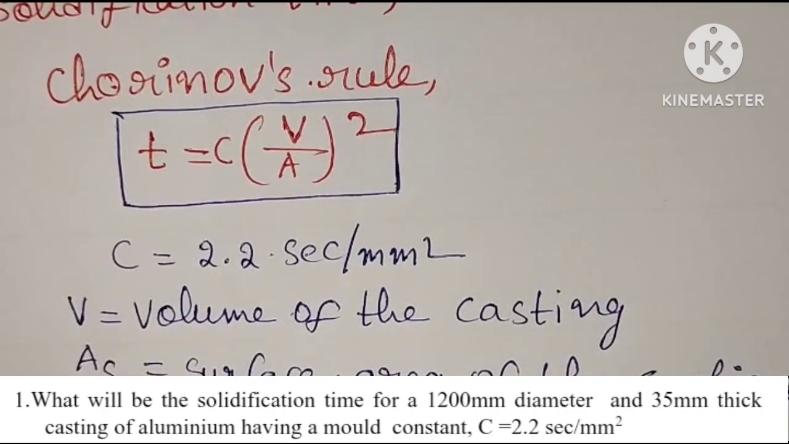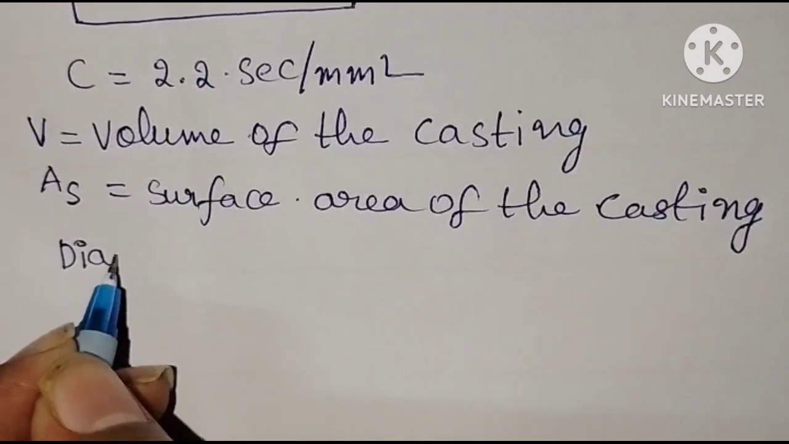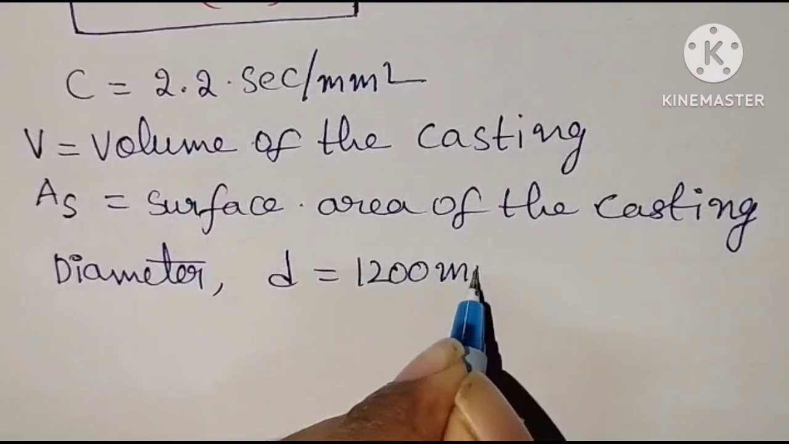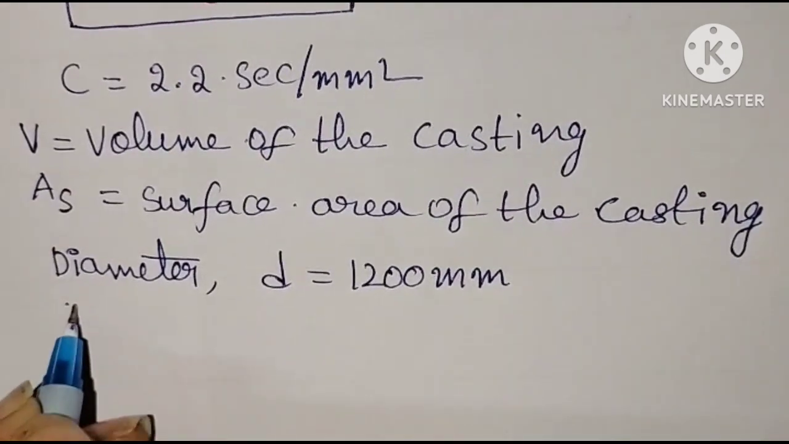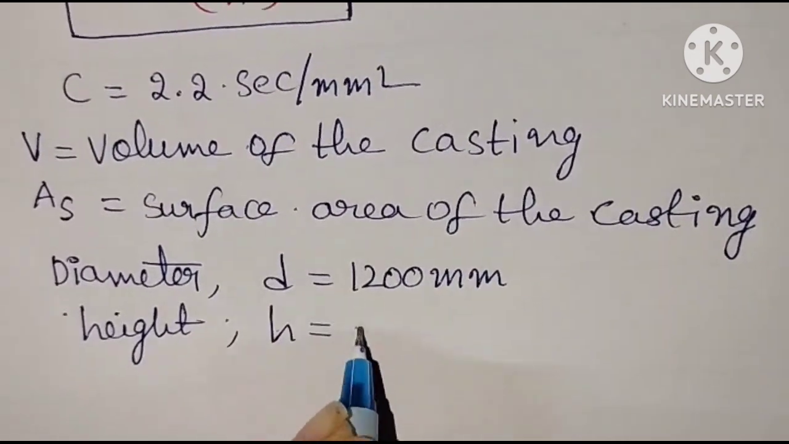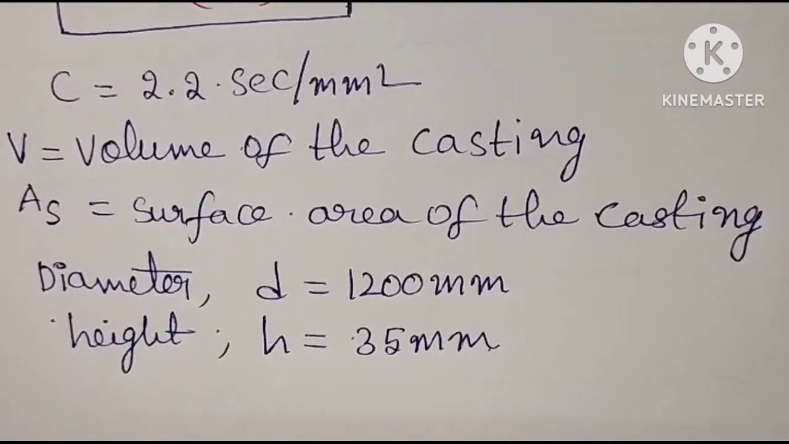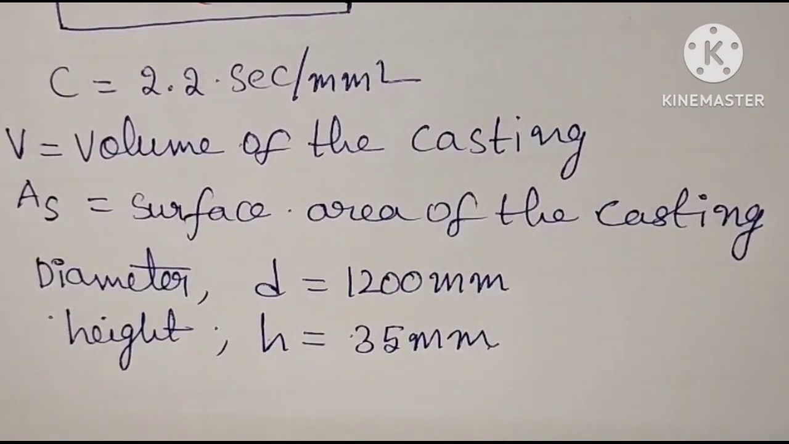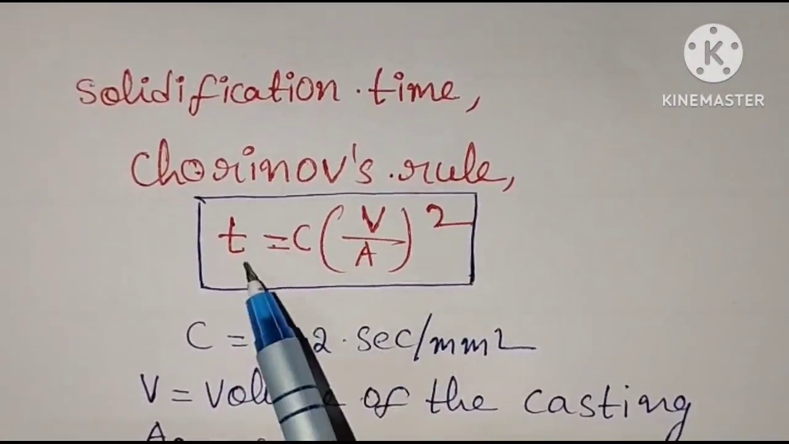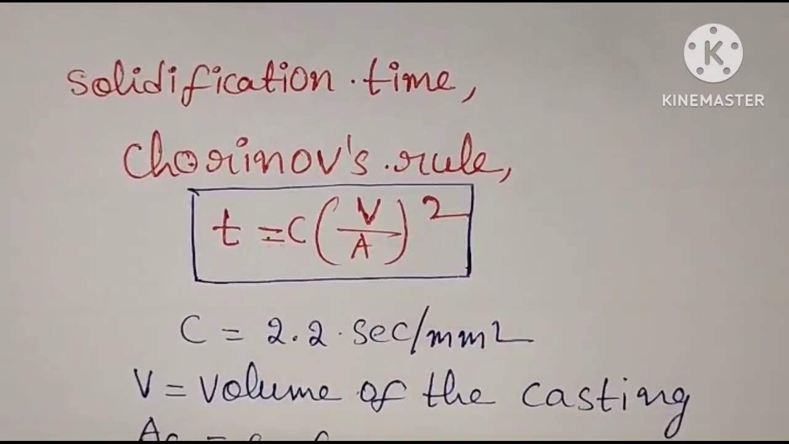Now here a cylindrical casting is given, with diameter D equal to 1200 mm and height H equal to 35 mm. This is a casting of aluminum material. Mould constant C is equal to 2.2 second per mm square. So now let us find the solidification time using Chvorinov's rule. According to it, T is equal to C into (V by A) whole square. First let us find V and A.